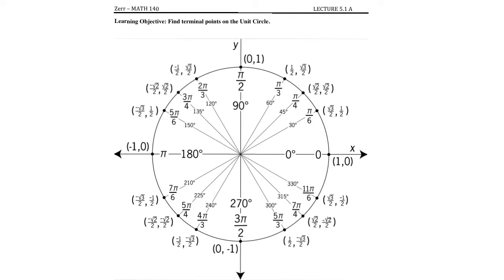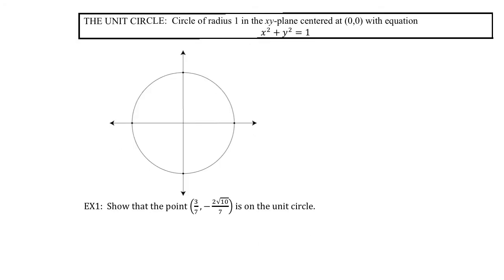Okay, welcome to 5.1. We're going to look at what it means to find a terminal point on the unit circle. So let me get started explaining what this big mess of numbers is all about. When I say the unit circle, all I mean is a circle with radius 1, and remember that (x - h)² + (y - k)² = r² is the general equation of any circle.